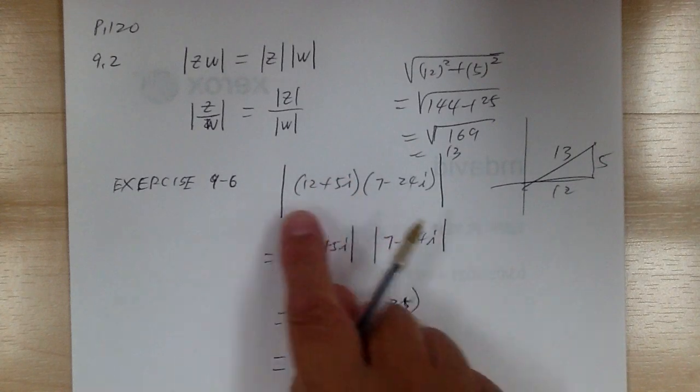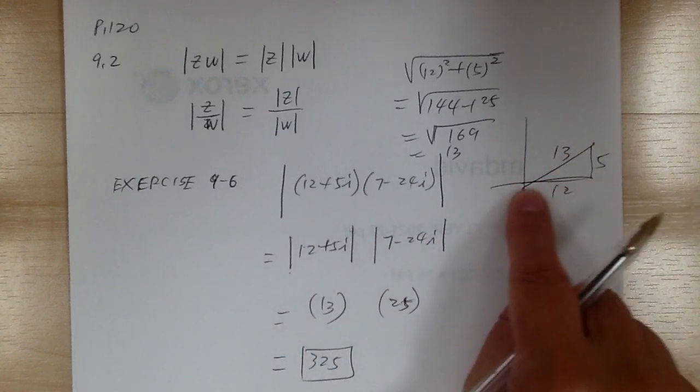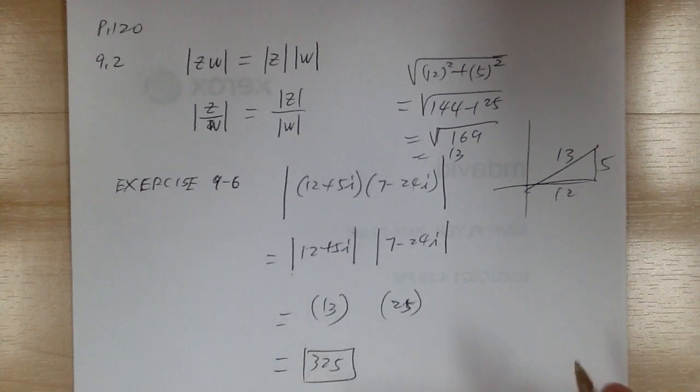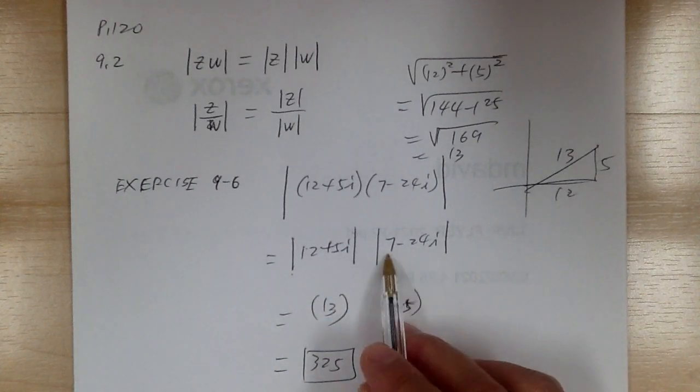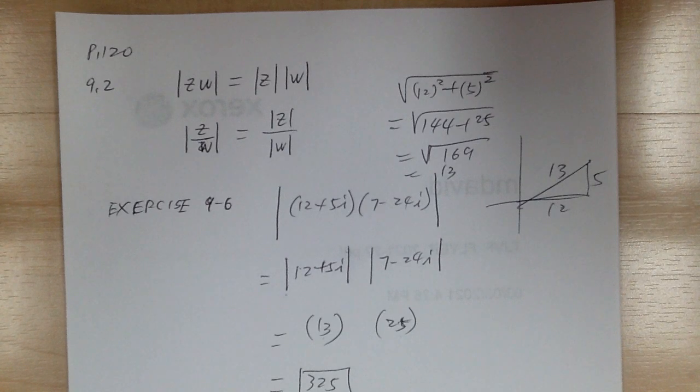Again, the absolute value means the magnitude or the length of that triangle, and you can just draw it and use the Pythagorean Theorem. And if it's a special triangle, 5, 12, 13, 7, 24, 25, and just multiply. Okay? So once you understand the magnitude, it's super easy. Okay?